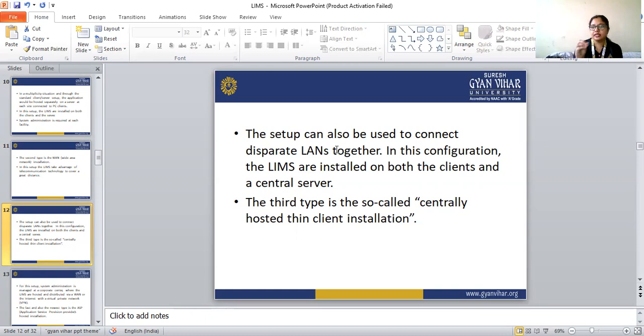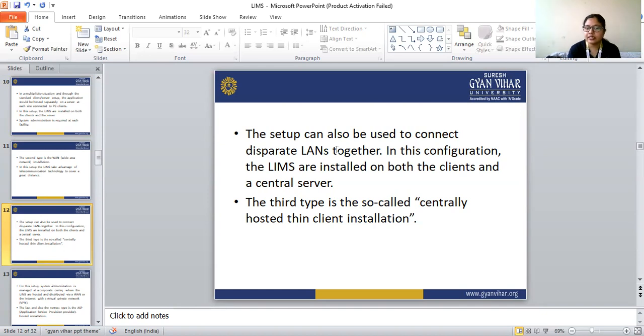In this wide area network installation, we have to install the LIMS on both sides, on the client side as well as the central server. There is one central server through which all the clients are connected. So the central server is connected with all the clients, and we have to install the LIMS at both the central server and the clients.